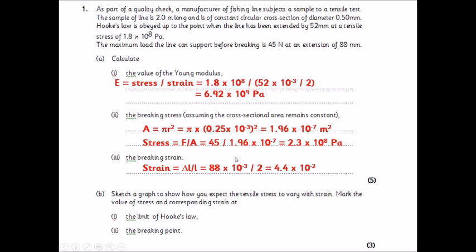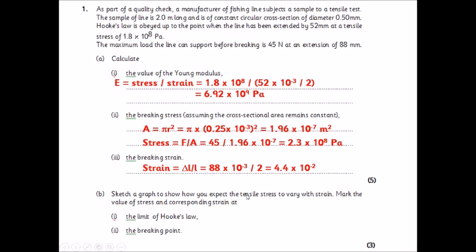Okay, to find the breaking strain, we need to do strain as the change in length divided by the original length. 88 times 10 to the minus 3 metres divided by the original length of 2 metres gives us 4.4 times 10 to the minus 2. Okay, hopefully you're thinking, oh, hang on a minute, I've missed the units. But again, it's strain, there are no units.